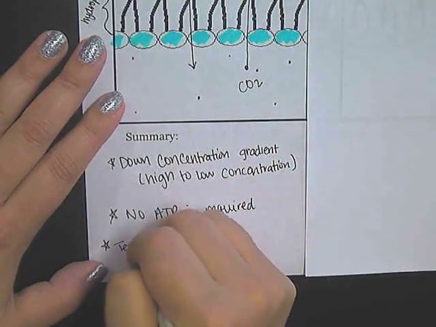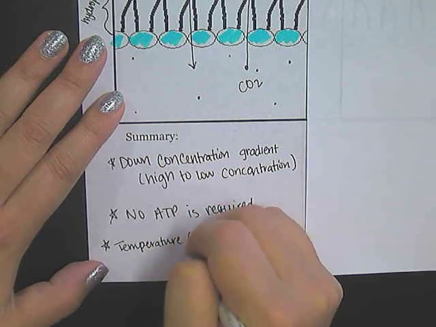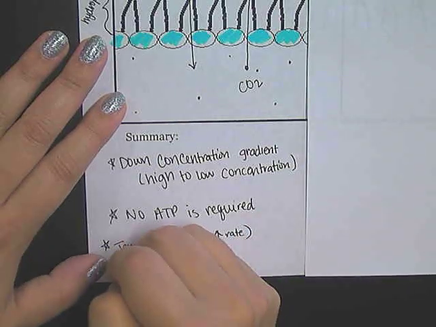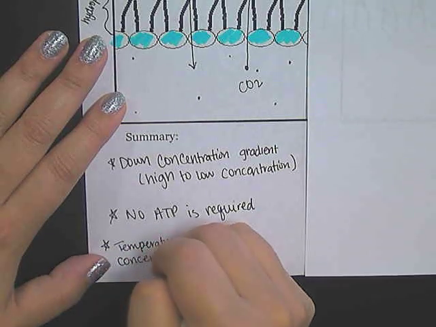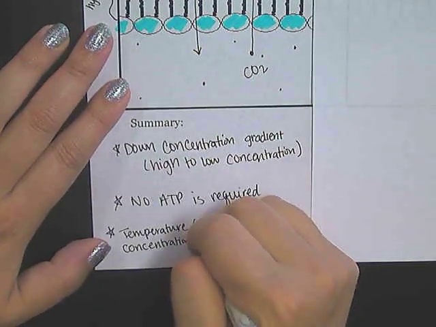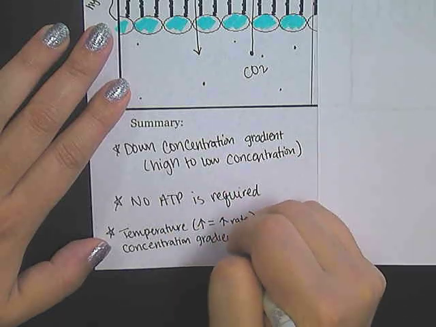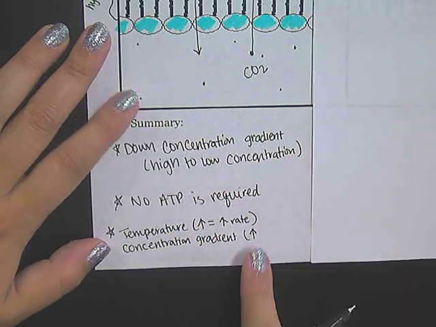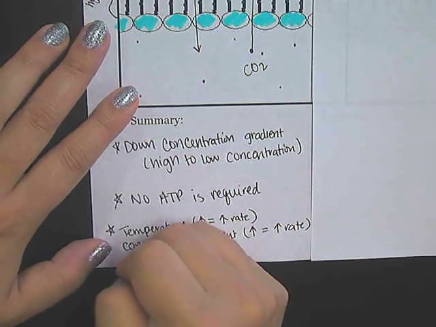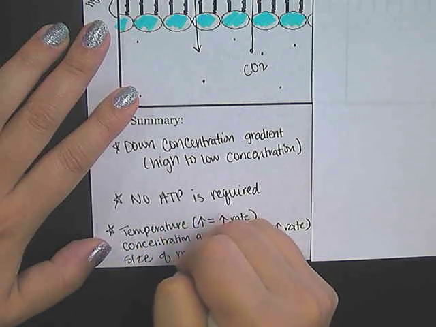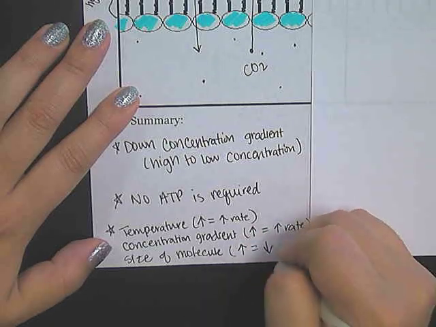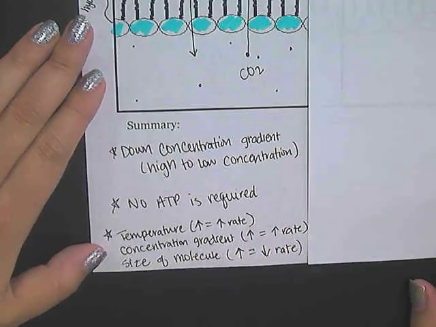They are temperature. So the higher the temperature, the faster the rate of diffusion. Your concentration gradient, how much difference there is between the two, or what we call the steepness. So the higher the difference between the two sides, the faster the rate. And then the size of the molecule. The bigger the size, the slower the rate of diffusion because those molecules are heavier.